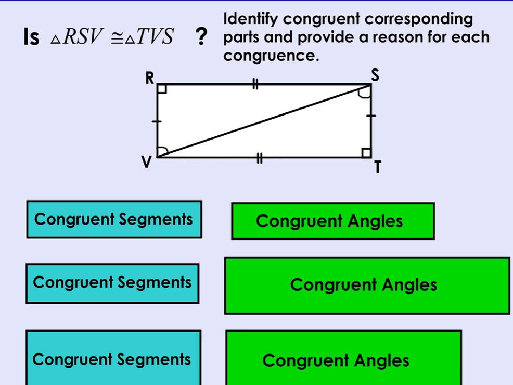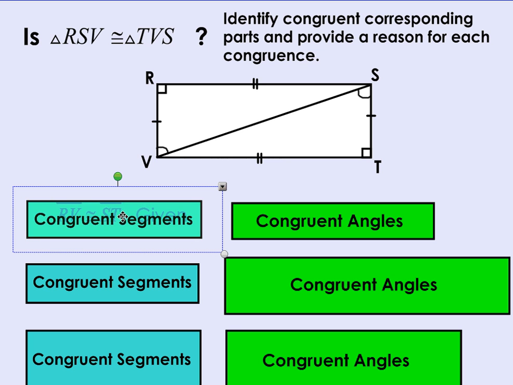Now, the last bit is using all this information to help us prove that triangles are congruent. To get us started, we need to be able to identify congruent corresponding parts, and we need to provide a reason for each congruence that we list. In our diagram, we have some given information. We have some tick marks marking segments congruent. We have some boxes marking that we have some right angles, and we also have some arcs marking a pair of congruent angles. But we need to see that all three corresponding sides are congruent to one another, and all three corresponding angle pairs are also congruent to one another.